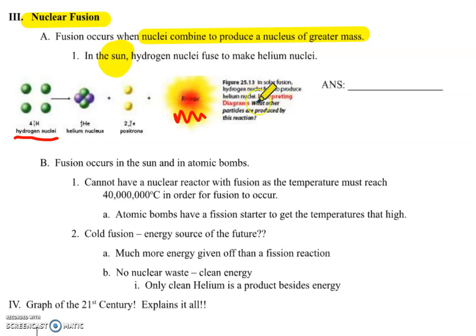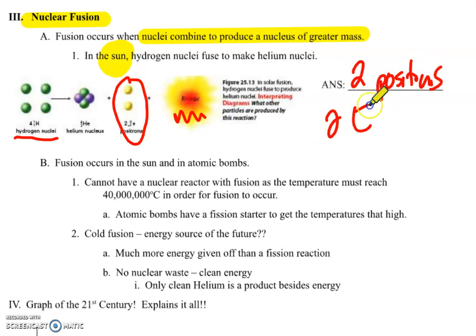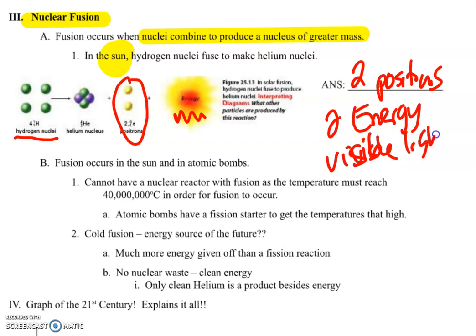So what other particles are produced by this reaction? Right here, we see our answer. You get 2 positrons, plus you get lots of energy. It could be gamma radiation. It could be visible light. Also, we get heat from the sun. Fusion occurs in the sun and in atomic bombs. You cannot have a nuclear reactor with fusion because you need at least 40 million degrees Celsius in order for fusion to occur.